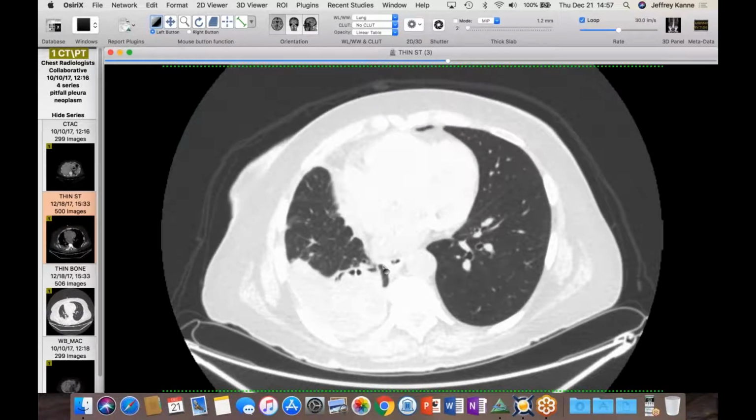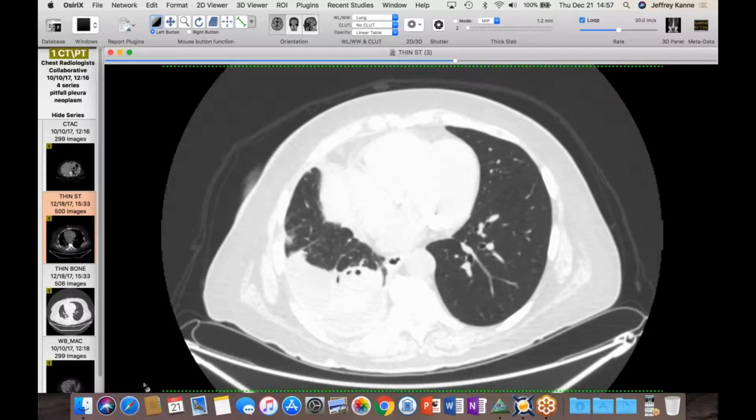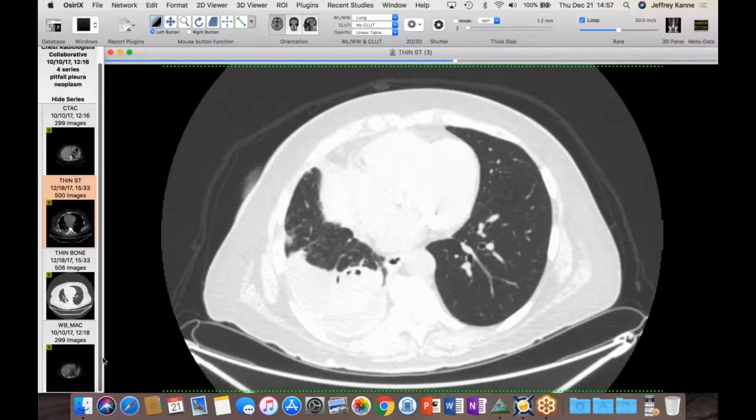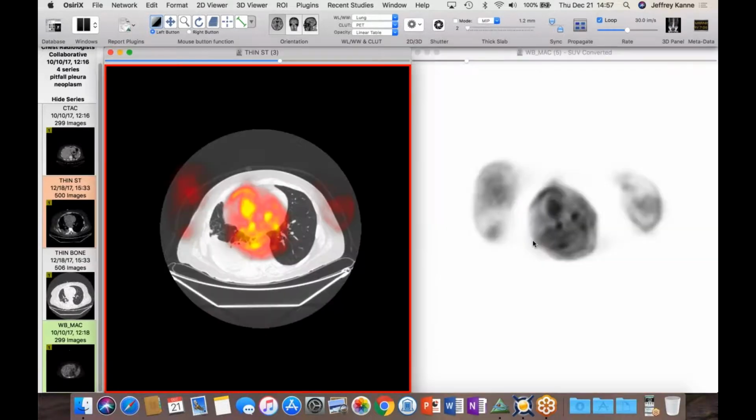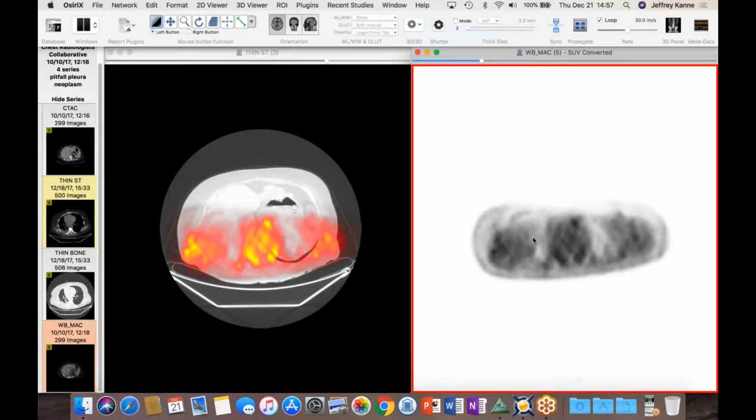Now is this histologically proven tumor for sure? Because if I remember, rounded atelectasis can be and has been reported to be PET, or I should say FDG avid sometimes. I believe it was. Don't quote me on that.